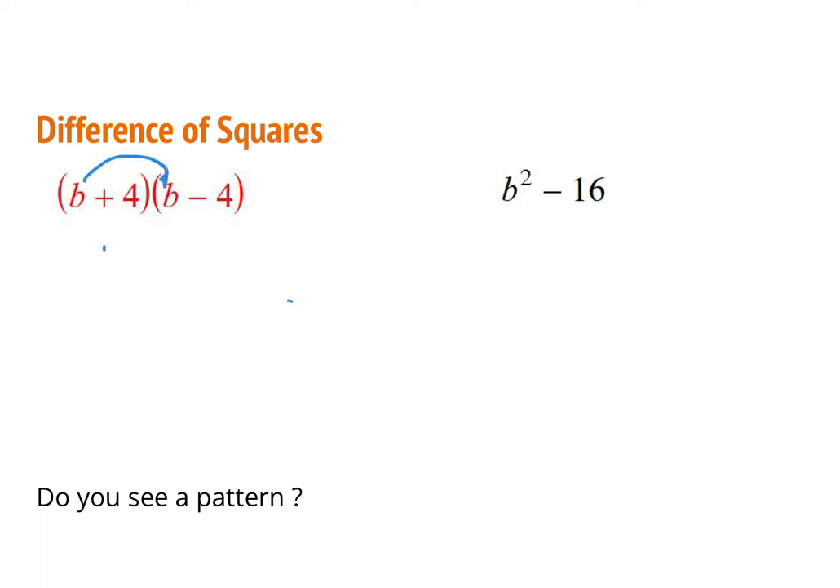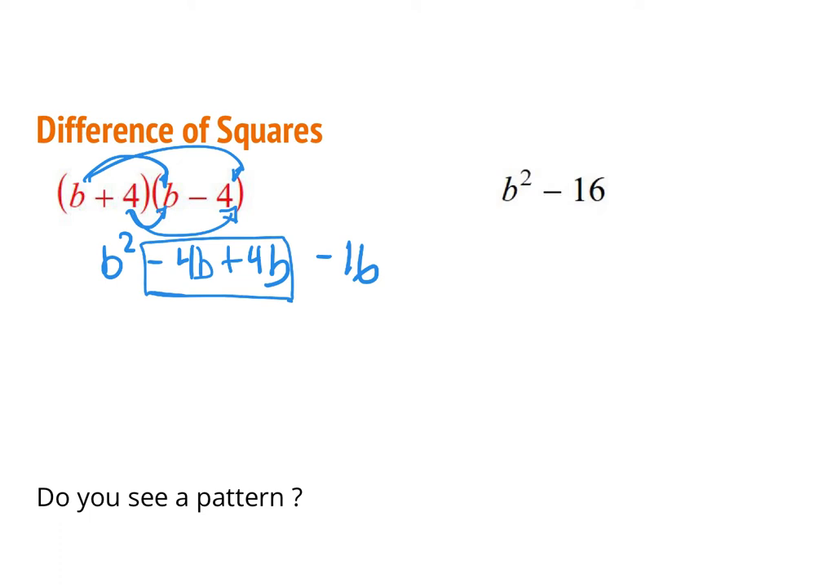different. So we would get b squared, then we would have a negative 4b and a positive 4b, and then 4 times negative 4 gives me negative 16. When we combine like terms, that cancels out because negative 4 plus 4 is 0. So we are just left with the square of the first term because b squared is b squared. And then we end up with the square of the other term because 4 squared is 16. And because of the positive and negative, it gives me a negative 16.